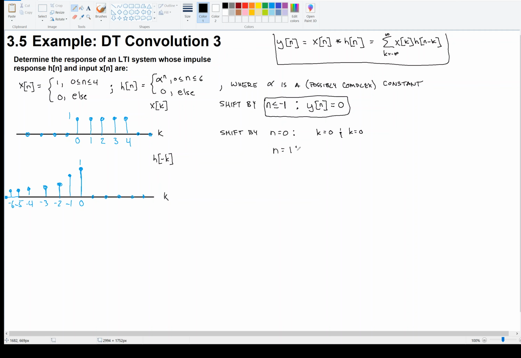Okay? And if I shift by n equals 1, so imagine this plot, h of minus k, shifted to the right by 1 unit, you're going to have to use your imagination because I'm not going to draw this every time. The non-zero overlap would now be between 0, because this graph is static, and k equals 1. So we're looking for a pattern between the regions of non-zero overlap and what n is. So if I shift h of minus k by 2, you can imagine the non-zero overlap would be between k equals 0 and k equals 2.